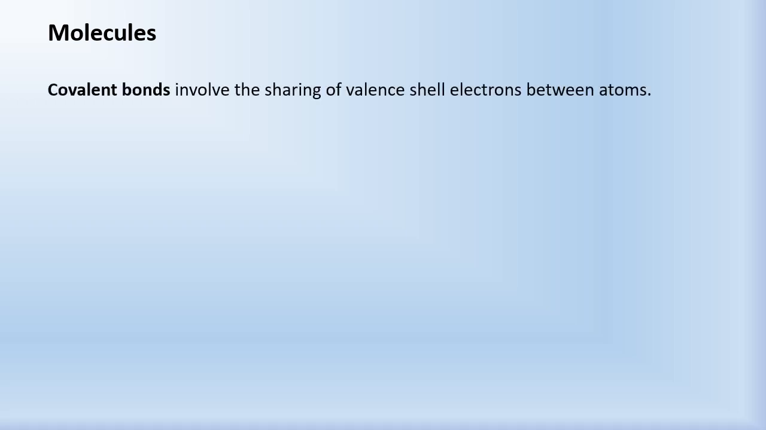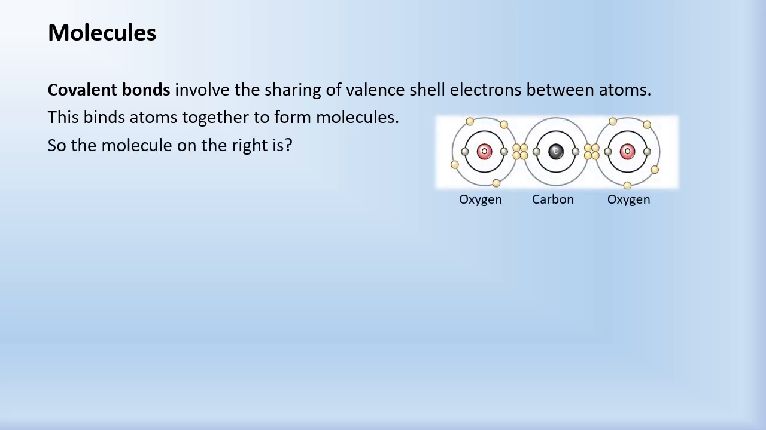Molecules are formed then by atoms binding together. Covalent bonds between atoms involve the sharing of valence shell electrons between 2 atoms. This binds the atoms together to form molecules. So the molecule that we've got on the right, we've got 2 oxygens and 1 carbon. So we've got, yes, carbon dioxide.